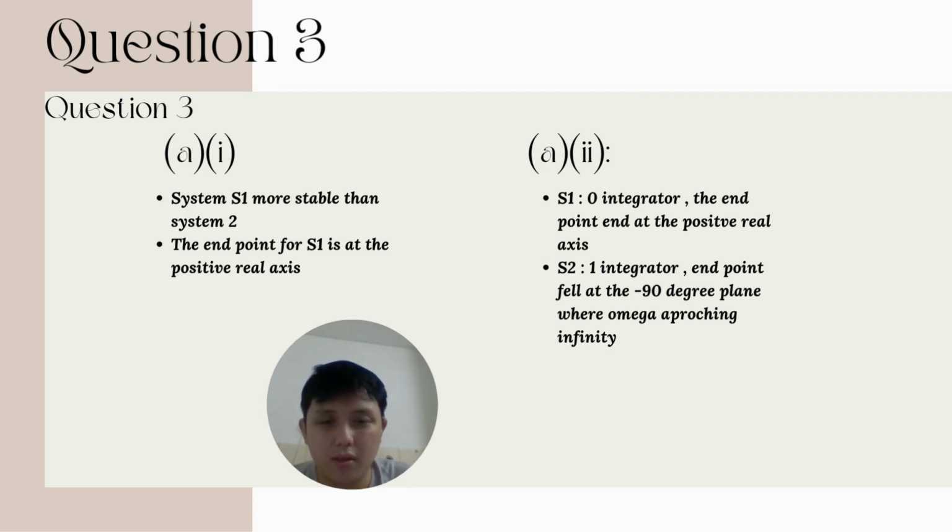For question 3A, Roman 2, system 1 has 0 integrators because the endpoint ends at the positive real axis. For system 2, it has 1 integrator because the endpoint falls at the 90-degree plane where omega approaches infinity.